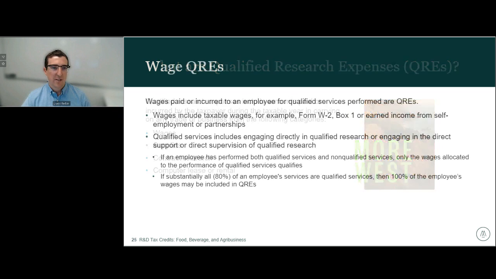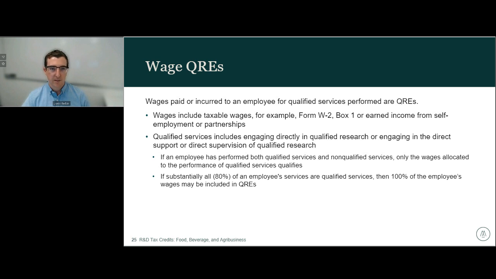So starting with wage QREs. These include wages to employees for qualified services. And the IRS defines qualified services to include activities for directly engaging in R&D, such as the individuals performing hands-on research, as well as those that are directly supporting or directly supervising R&D. So direct support might include an individual cleaning equipment used in qualified research, or a machinist making a part for a prototype pilot model used in qualified research.